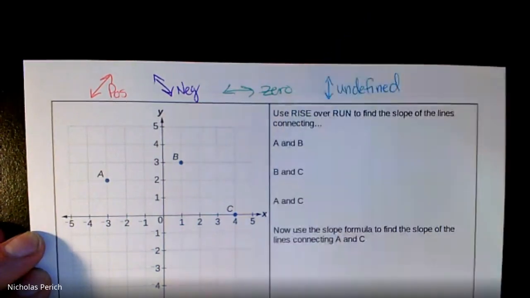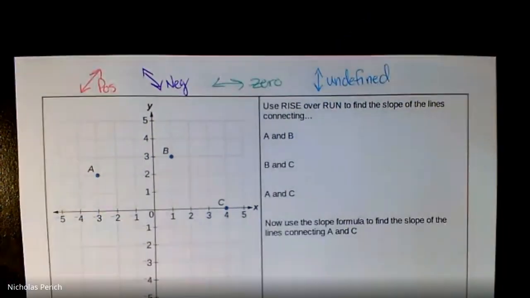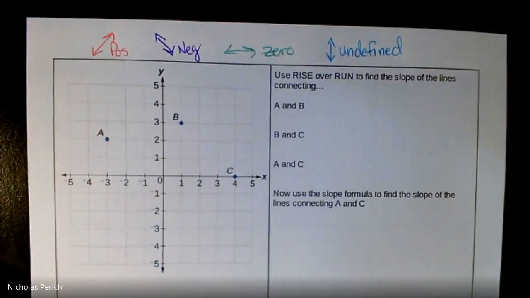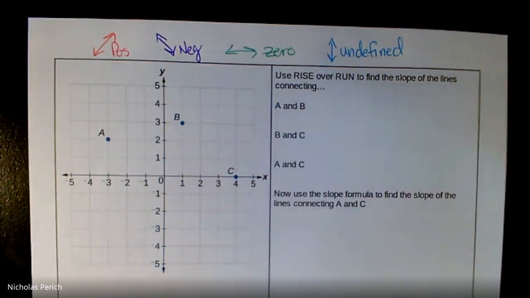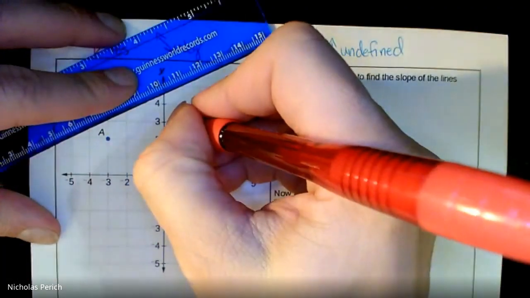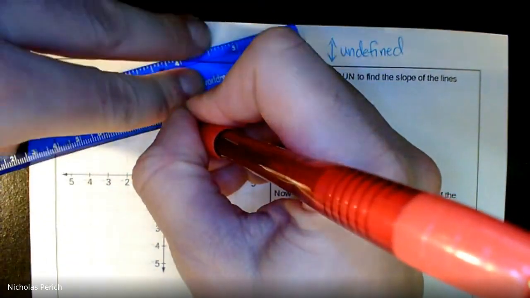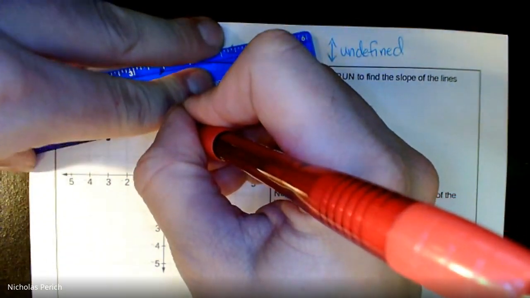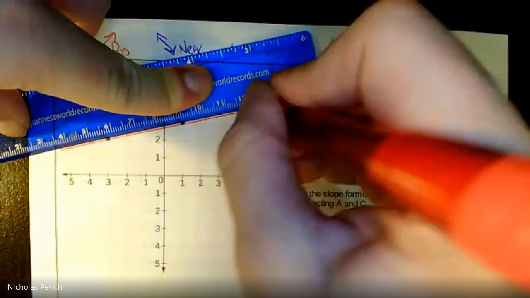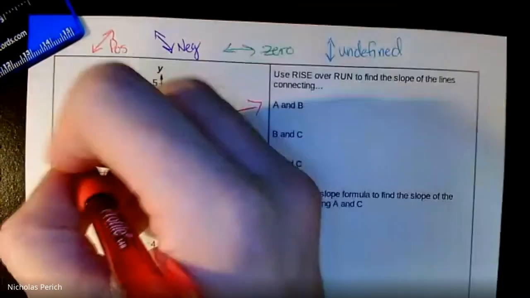So, what I'm being asked to do to start out this problem is use rise over run to find the slope connecting A and B. So let me get my ruler so I can draw a nice line from A to B, just because. Okay.